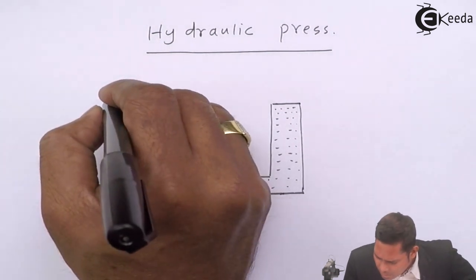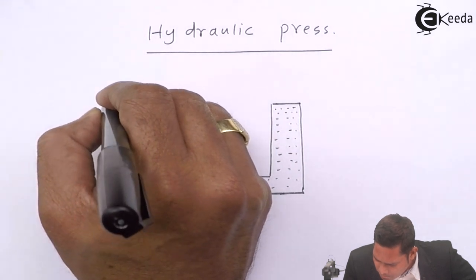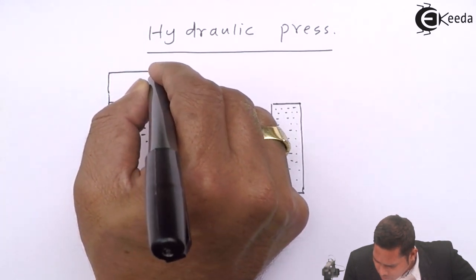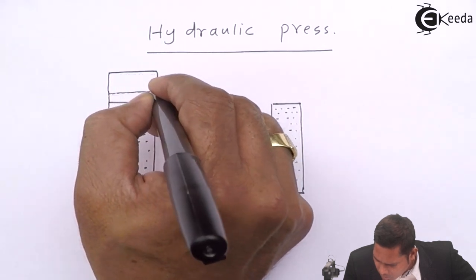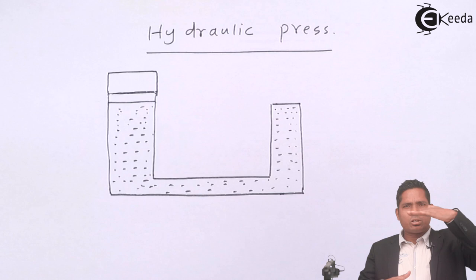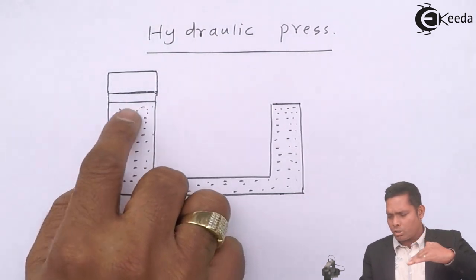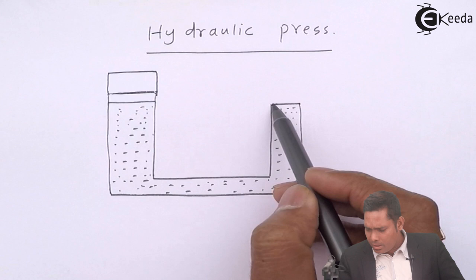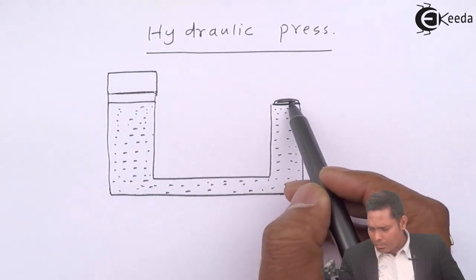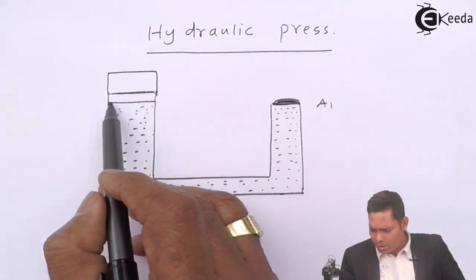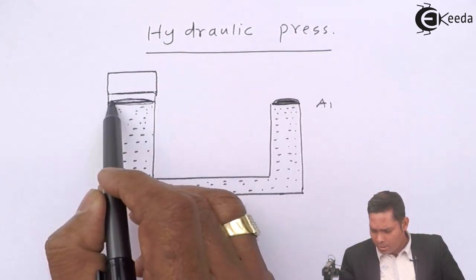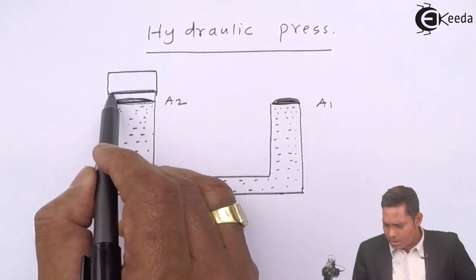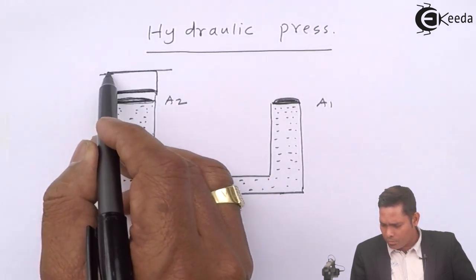So now I have, suppose, a heavy metal plate placed over this. This is a cylinder, and the area of cross section on this side, suppose, is A1. The area of cross section on this other side is, suppose, A2. And above it, there is a metal plate which is fixed over here.